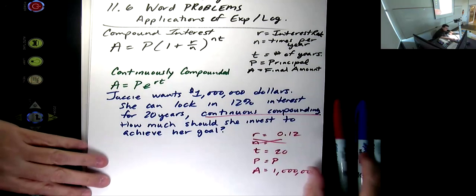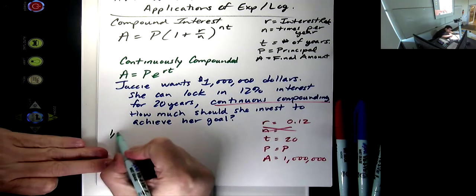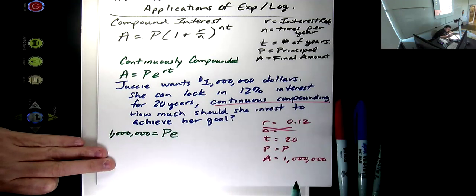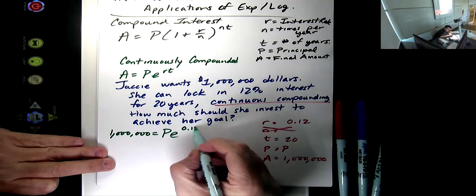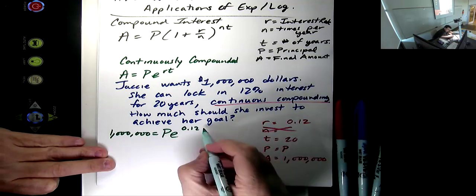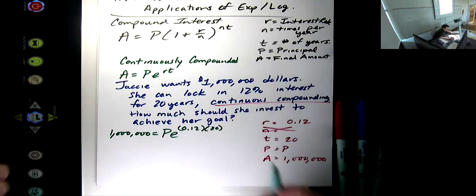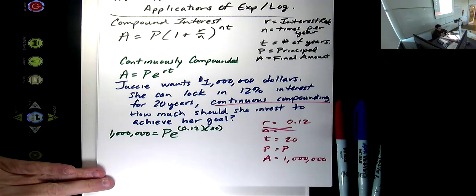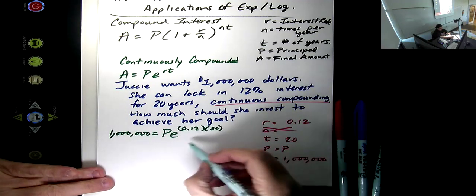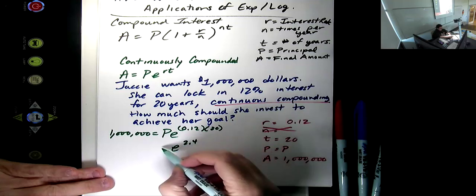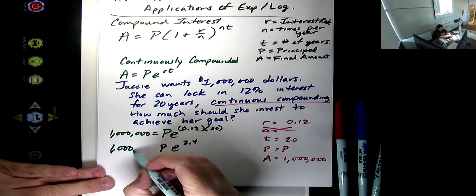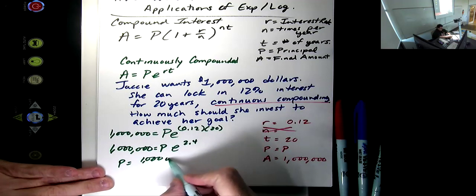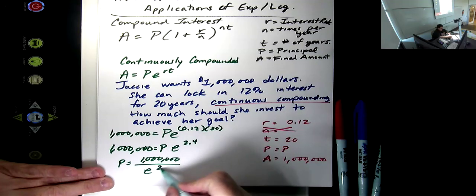So we have $1 million equals P e to the 0.12 times 20. So that's 2.4 right there, right? So P is gonna be 1 million divided by e to the 2.4.